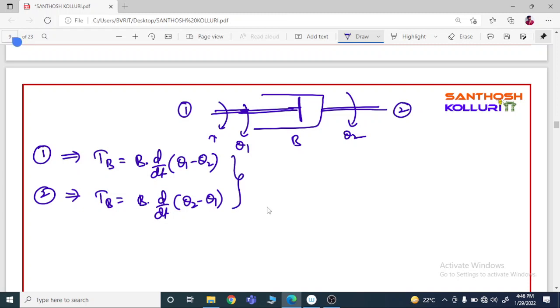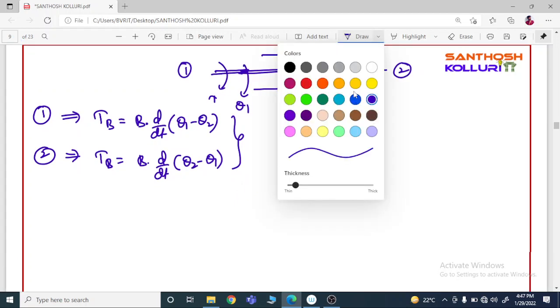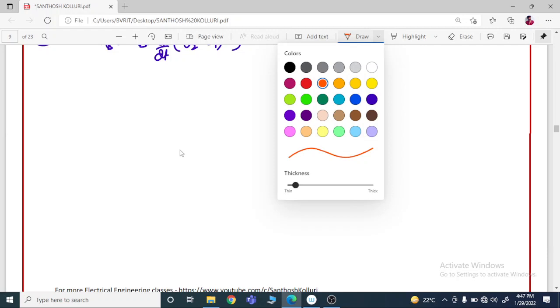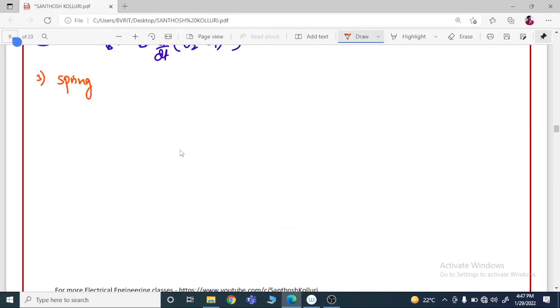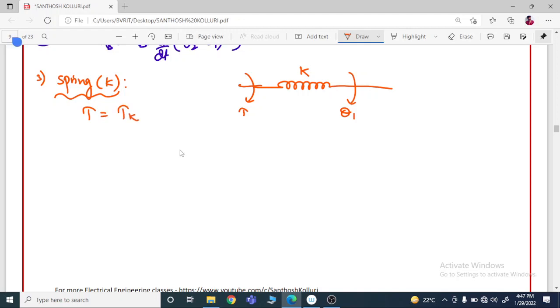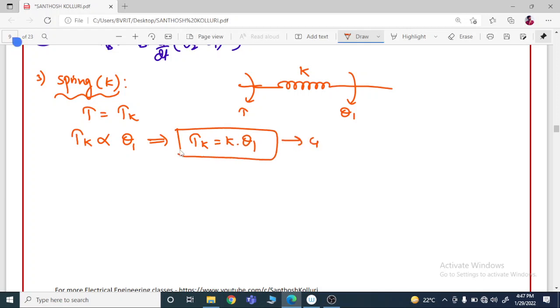These are the two different scenarios generally we face for the dashpot and spring constant when we are solving problems. And last one, spring constant. Spring constant K can be represented with the symbol like this, and when a torque T is applied on this, it will undergo certain displacement theta 1, and as per Newton's law, applied torque is equal to opposed torque by the spring constant K, and Tk is directly proportional to its angular displacement theta 1. To avoid this proportionality constant, I am representing Tk is equal to k into theta 1. So this is equation number 4.